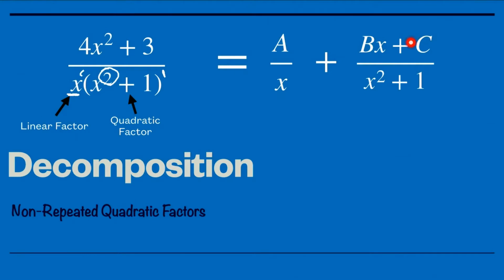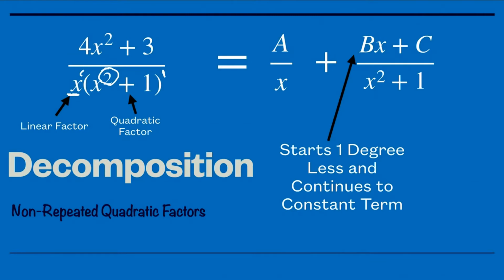And then again, we always have to account for the constant term in the numerator. So no matter where you start your numerator, you always have to account for that constant term all the way down. So that's why we have the bx there. So we're accounting for the linear term, which is 1 degree less than the quadratic. And then we're going to go all the way down to the constant term of c. And again, there's the notation there. It starts 1 degree less and continues down to the constant term.